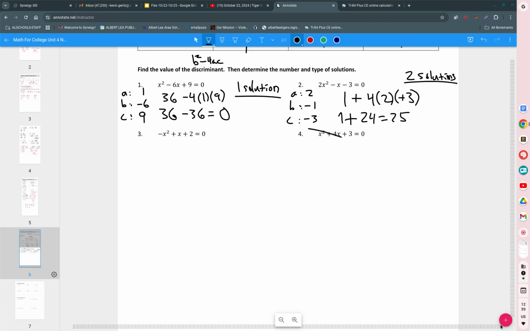We're going to skip number 4. I'd like you to do number 3 on your own. Come up with the value of the discriminant and tell me what it tells you about the solutions that you have.